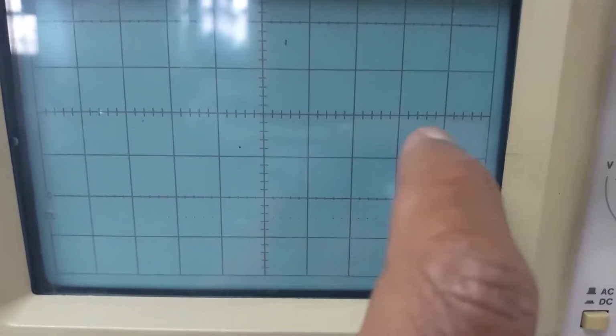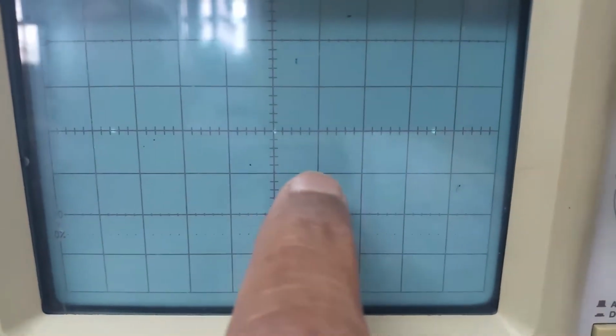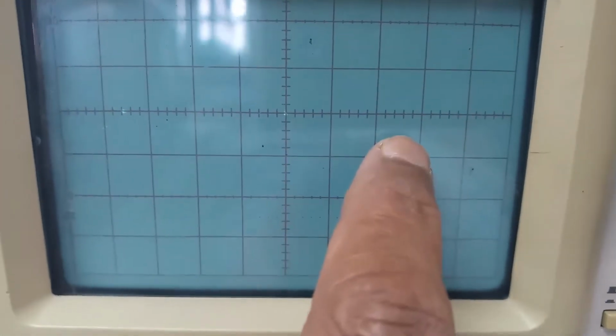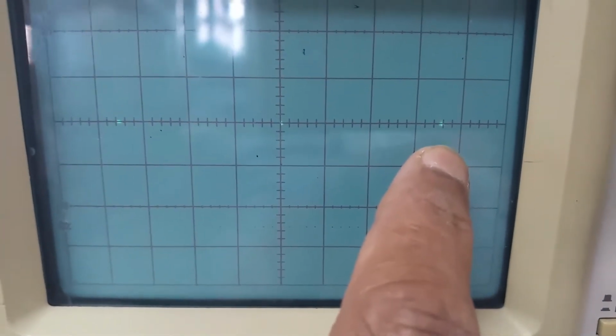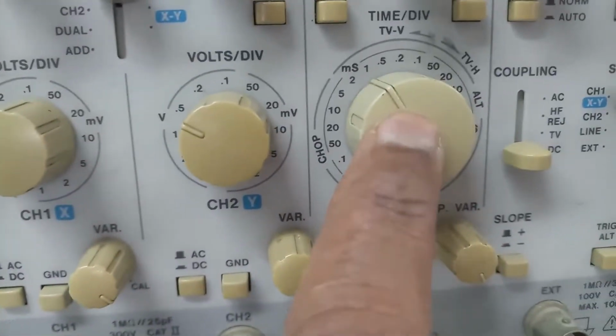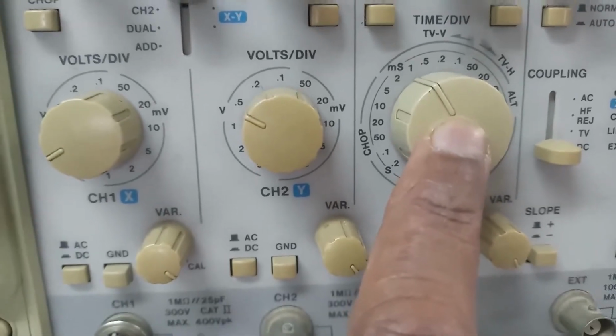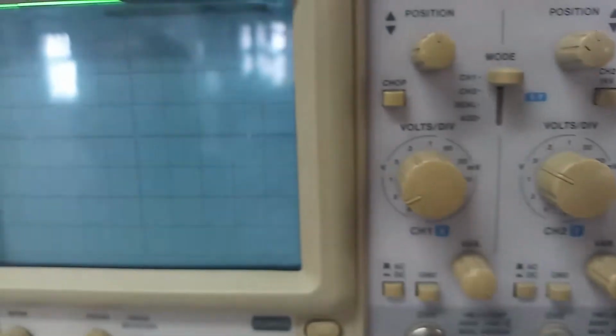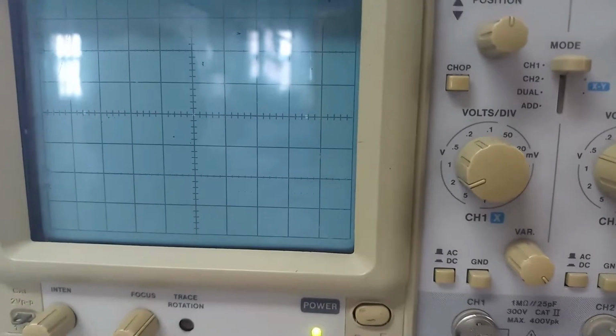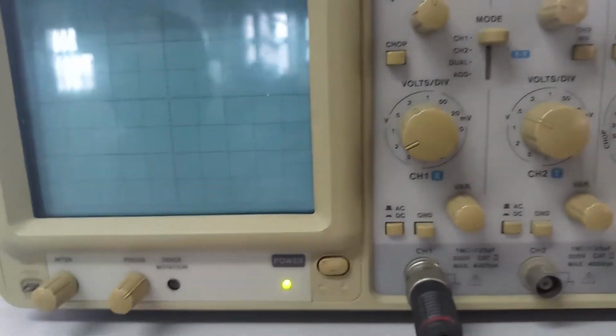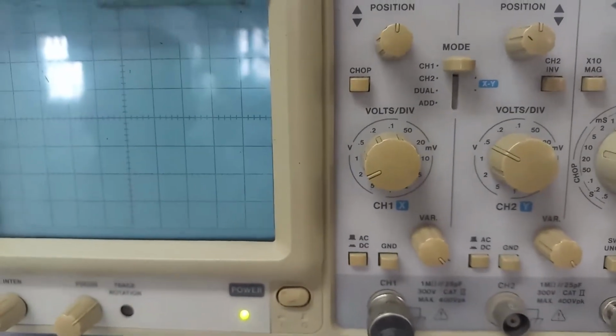Measure both total on time and off time here. When you measure, you are getting 3.5 units into your timing, which is 1 millisecond. So 3.5 into 1 millisecond is 3.5 milliseconds. When we invert the 3.5 milliseconds, we get the clock frequency.